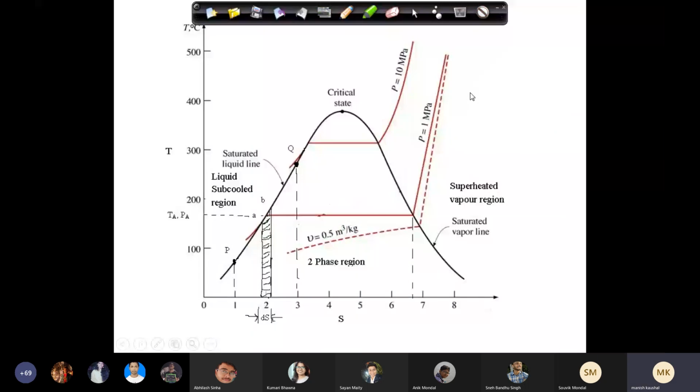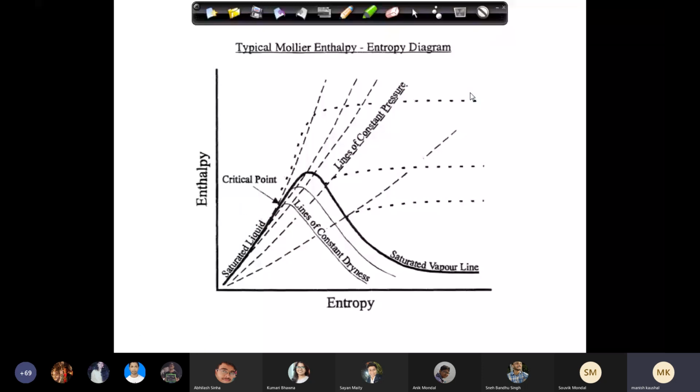So this is called the Mollier diagram. Okay, this is very famous among engineers. What this Mollier diagram is, I'll try to give you some mathematical description of this. Anyway, this is called the HS diagram.